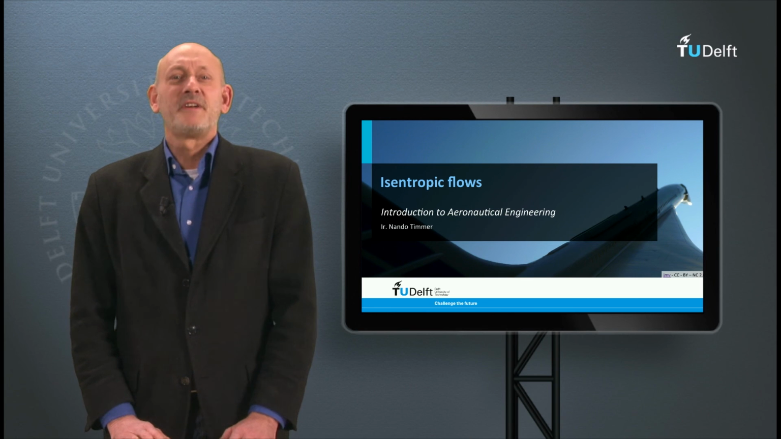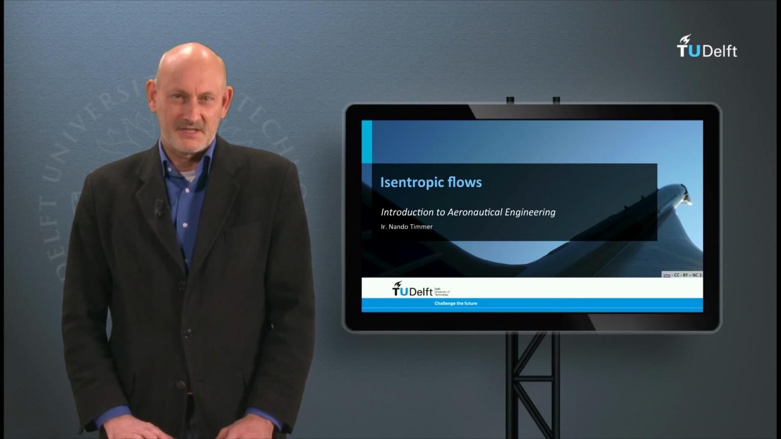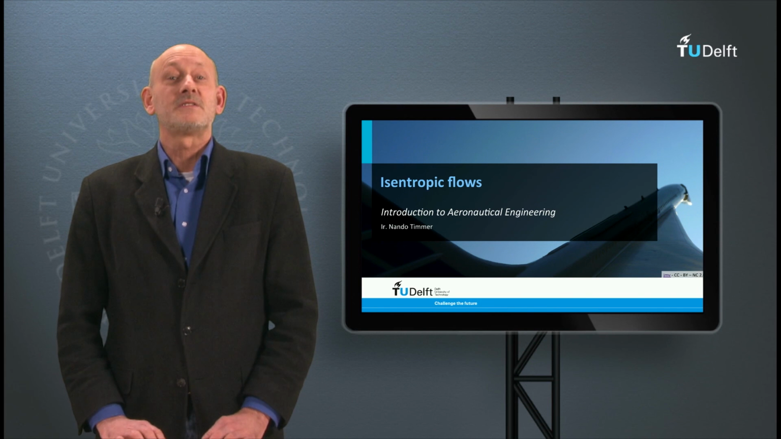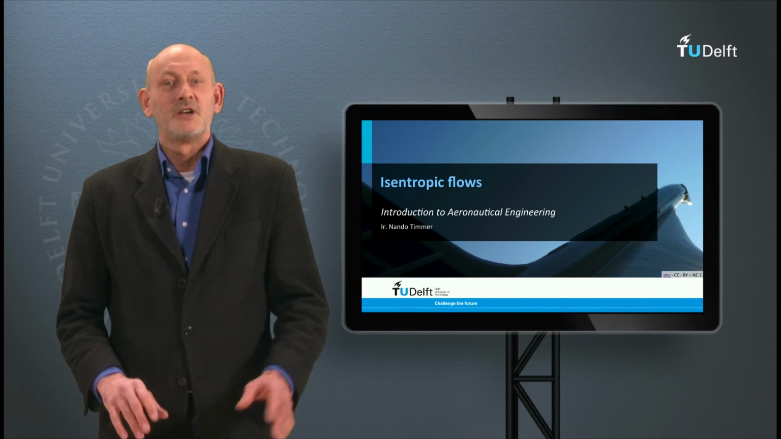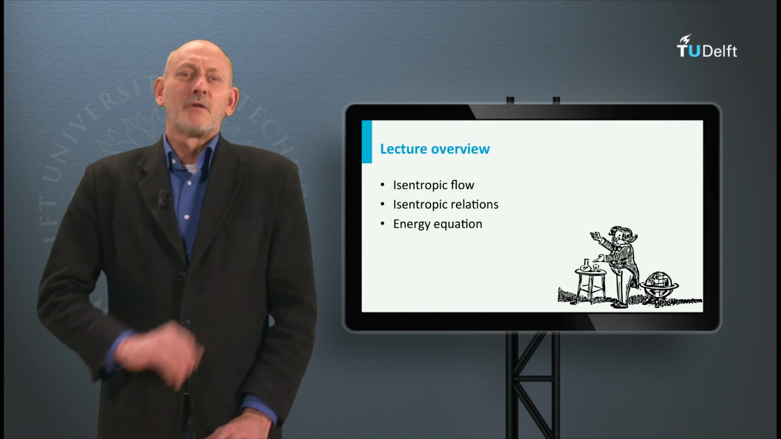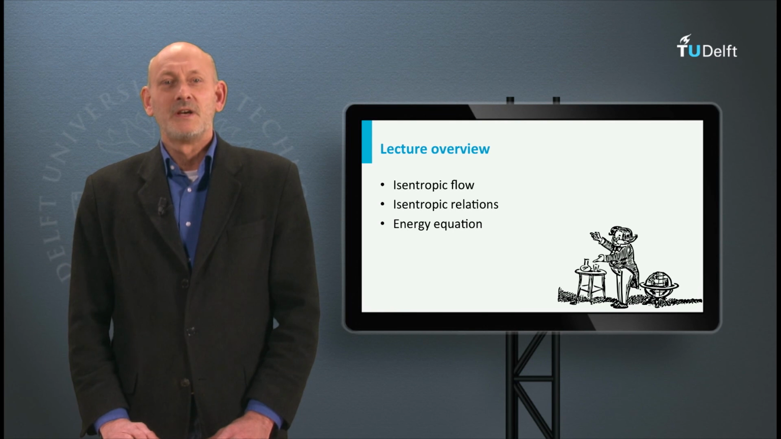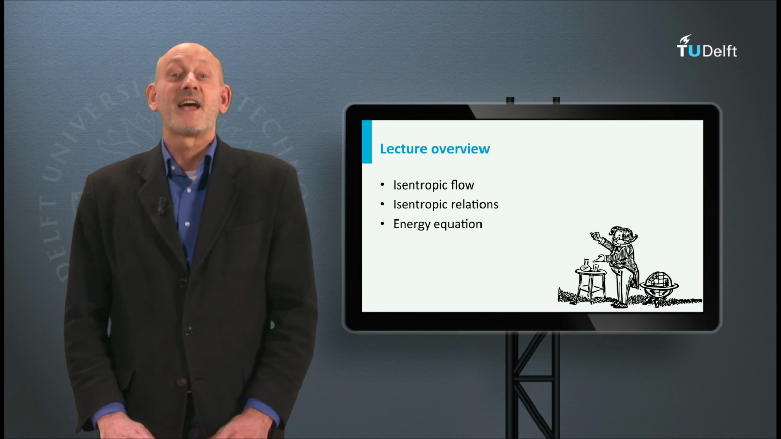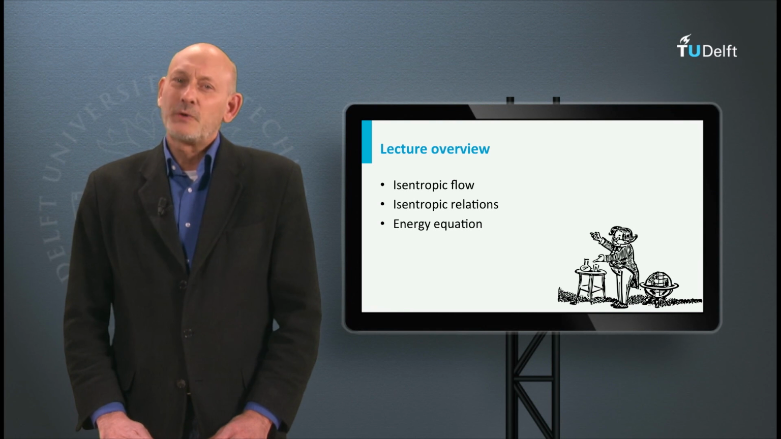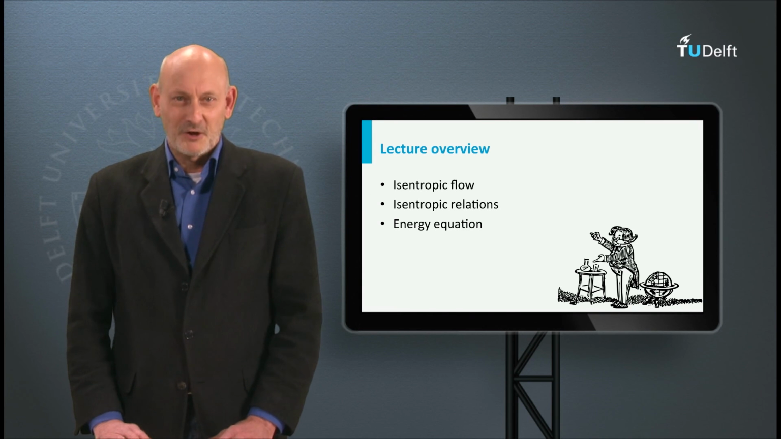Hello. In the previous lecture, we talked about the internal energy E and the enthalpy H of a system. We also derived a number of equations for the change of these properties in relation to the temperature and pressure using the first law of thermodynamics. In this lecture, we will first define isentropic flow, and then, using thermodynamic principles, we will derive the isentropic relations and the energy equation. These equations will enable us to calculate velocities, pressures, densities and temperatures in compressible flows.